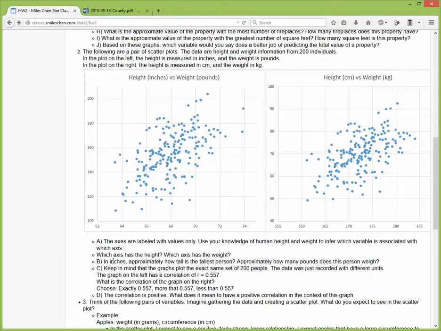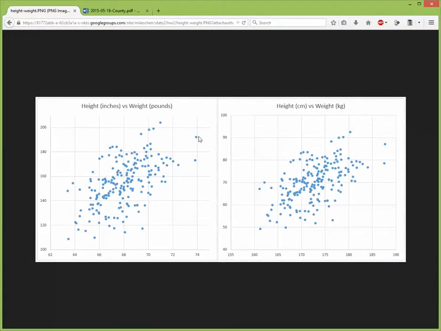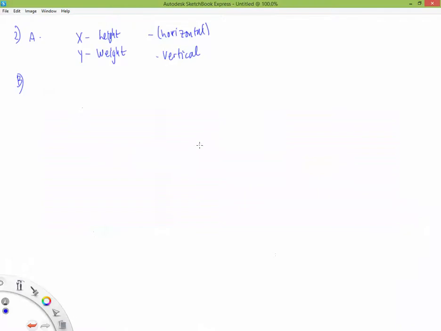Okay. Part B. In inches, approximately how tall is the tallest person? Okay. And approximately how many pounds does this person weigh? Okay. So the tallest person is this one right here. It's just under 74 inches, and he looks to be around 195, 190 something pounds, right? Maybe 193, just eyeballing. Okay, so 74 inches tall, weighs 193 pounds, okay? That's just a ballpark. If you say 195, 190, anything around there, that's fine.